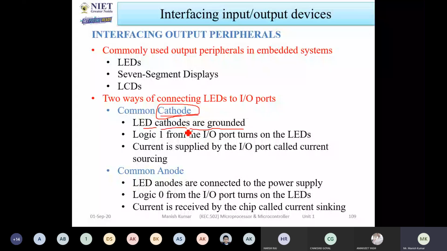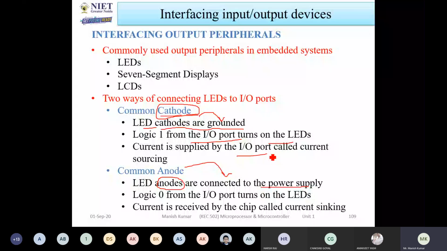Since the cathode is negative, you have to connect it to ground. The anode is positive, so you have to connect it to the power supply. So logic 1 from the input output port turns on the LEDs. Current is supplied by the input output port, which is called current sourcing. You should remember these things: current sourcing and current sinking. Current supplied by the input output port is called current sourcing, and current received by the chip is called current sinking.